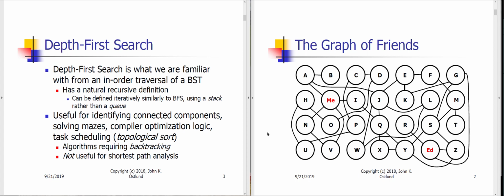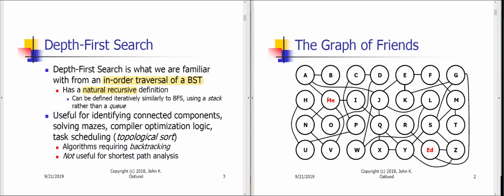All right, so here on slide 2 is the graph of friends that we used in the previous lecture. Depth-first search is similar to the in-order traversal that we did with the binary search tree. That is, when we displayed the values in a binary search tree in order, our algorithm was first display values that are to the left of the current node, then display the value that's in the current node, then display the values that are to the right of the current node. This kind of naturally recursive definition is how we will implement our depth-first search.